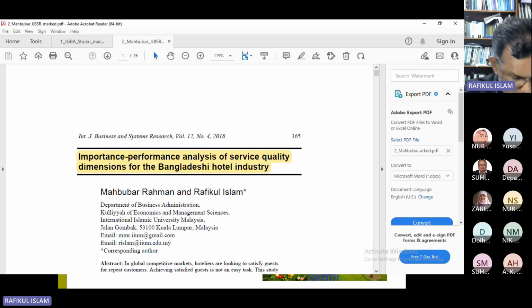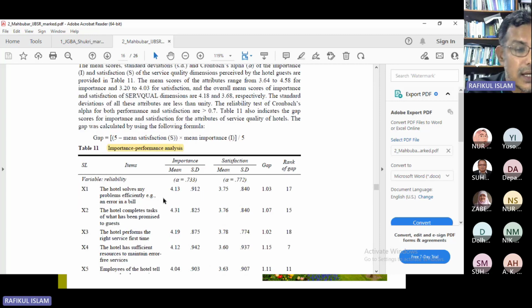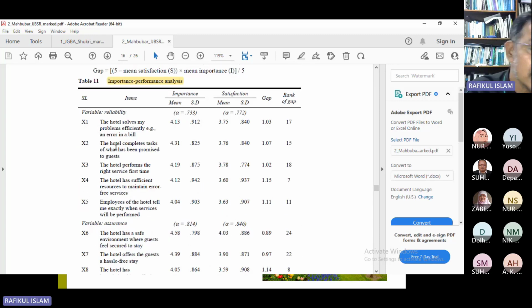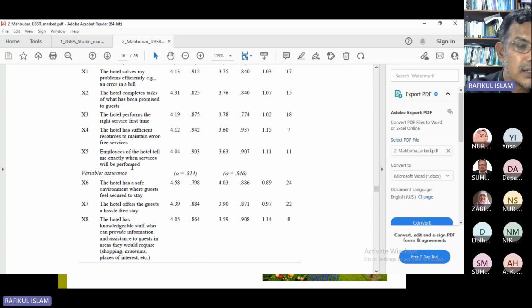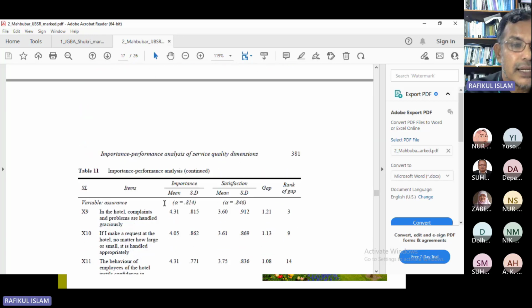Then I will go to page 16 quickly. These are the items. Basically, it is a SERVQUAL instrument. SERVQUAL has about 21 plus items, but it can be increased as well depending upon the industry type. So these are the items for which he conducted the surveys under reliability, under assurance, then empathy, etc.